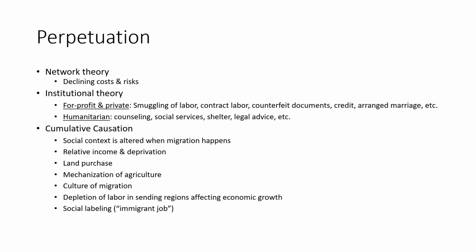Okay. There are three theories that focus on the perpetuation of migration. The first one would be the network theory. Network would be the people we know in different locations or in the same location. In this network theory, it focuses on the people potential migrants know in the destination areas.